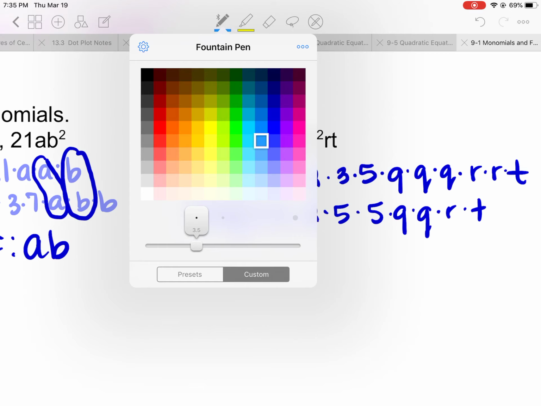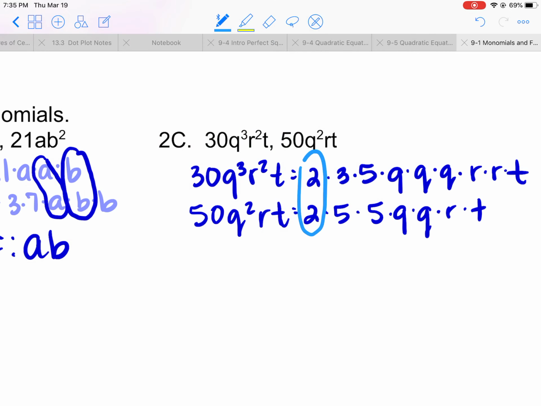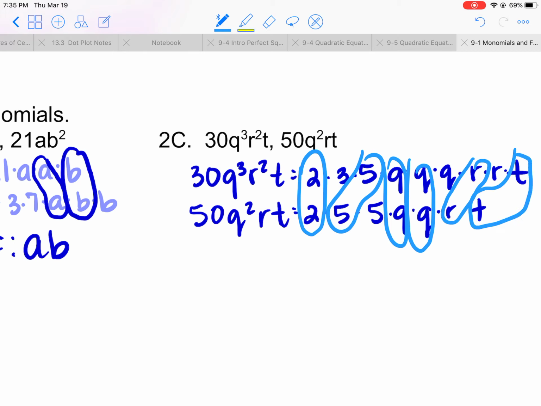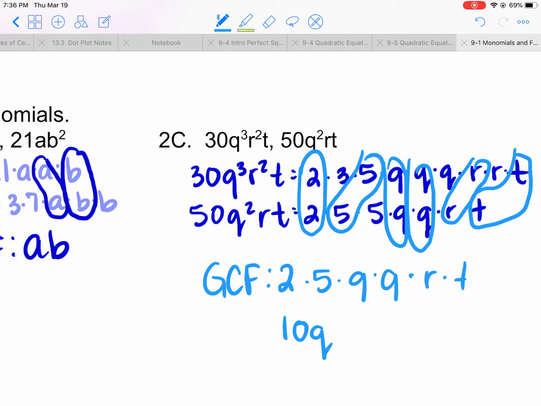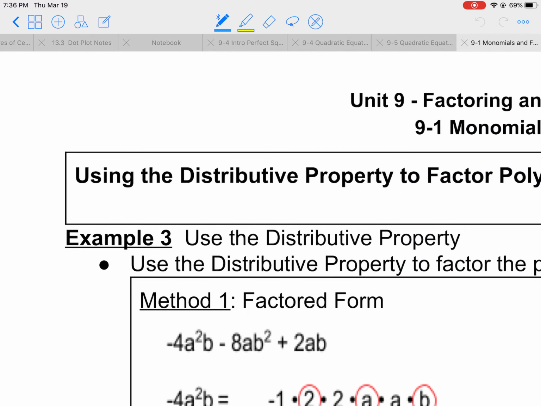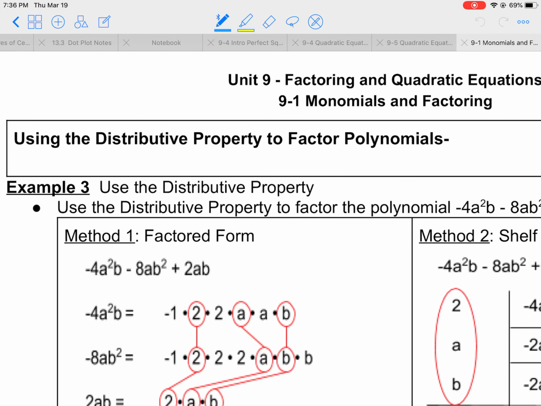Now I'm going to circle everything they have in common, and they have a 2 in common, they have a 5 in common, they have 1 q, 2 q's, 1 r, and 1 t. So the GCF here is going to be 2 times 5 times q times r times t, which gives me 10q squared rt. So I've used prime factorization to get a GCF. So now, using the distributive property to factor polynomials.